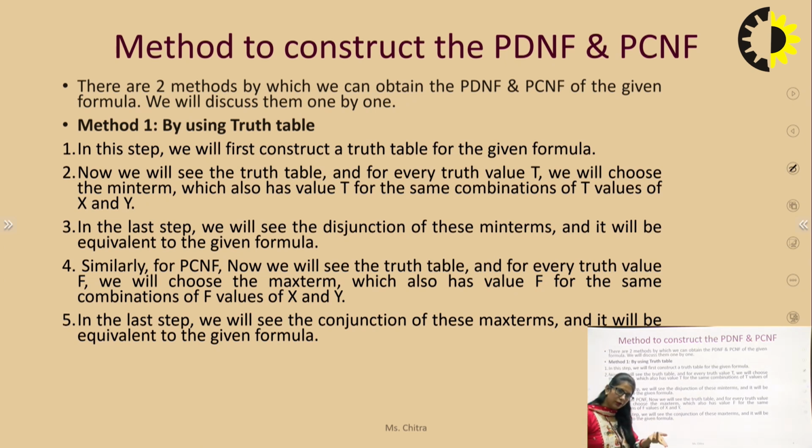Similarly, if we do the reverse, vice versa, we get PCNF. Again, you need to construct a truth table. But in the case of PCNF, you need not look at the true values, because you need to write the maxterms here. So we need to look at the false values. Corresponding to the false values, we need to write the maxterms. Just as we combine the minterms with the disjunction symbol, similarly here, the maxterms we need to combine with the conjunction symbol. Basically, we need to combine them, right?